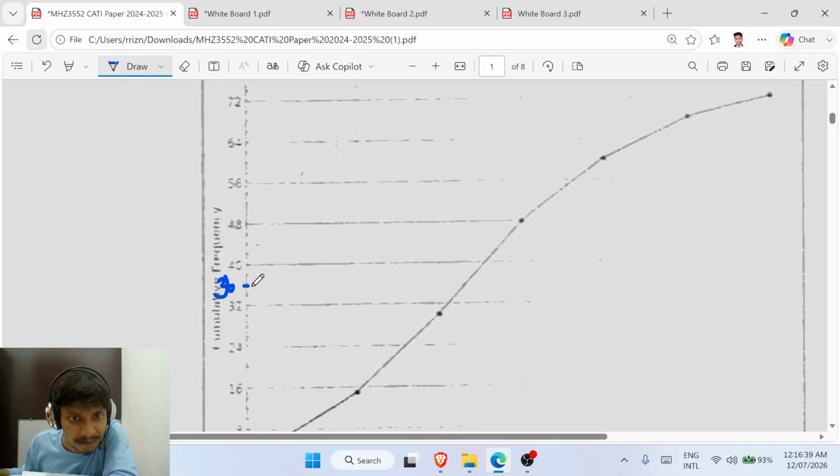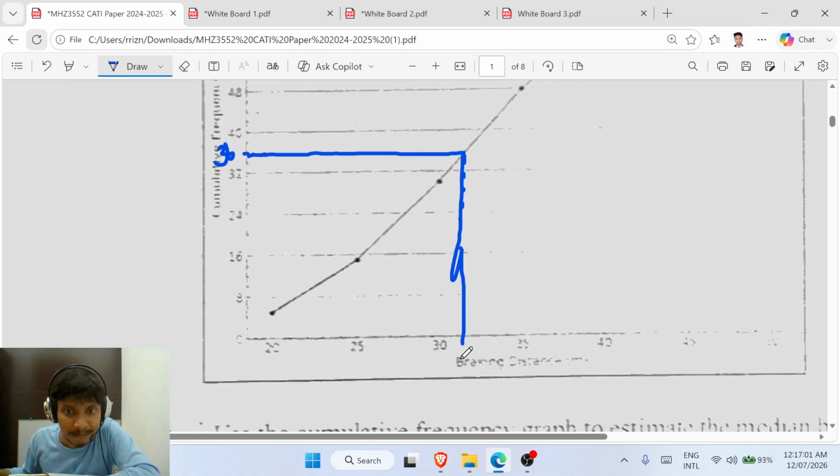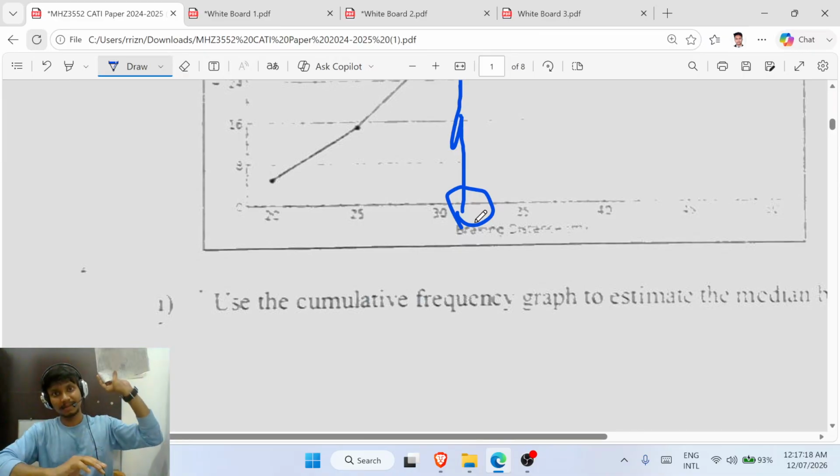Now we have to draw the horizontal line using our ruler, until we meet the graph. Then we have to draw the vertical line very carefully using a ruler. This is the median value. You have to estimate this value. If you estimate very carefully, you will get the answer. This is my answer.